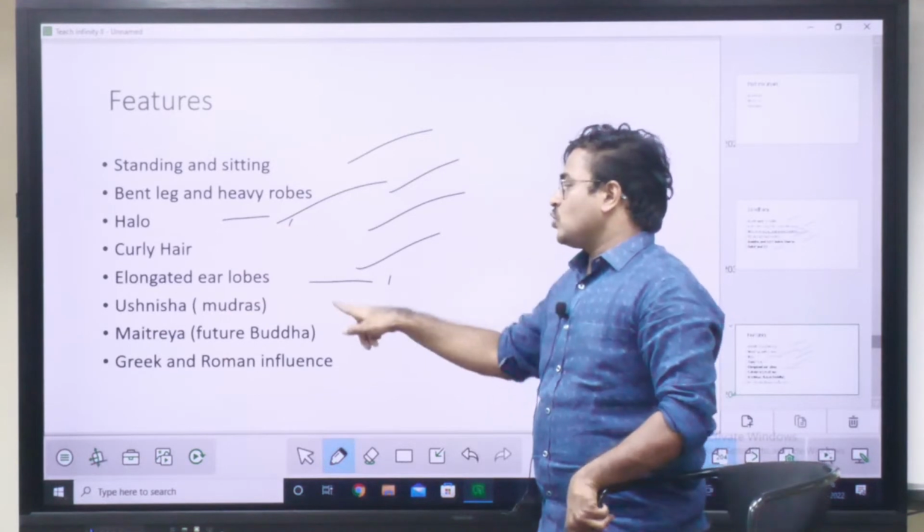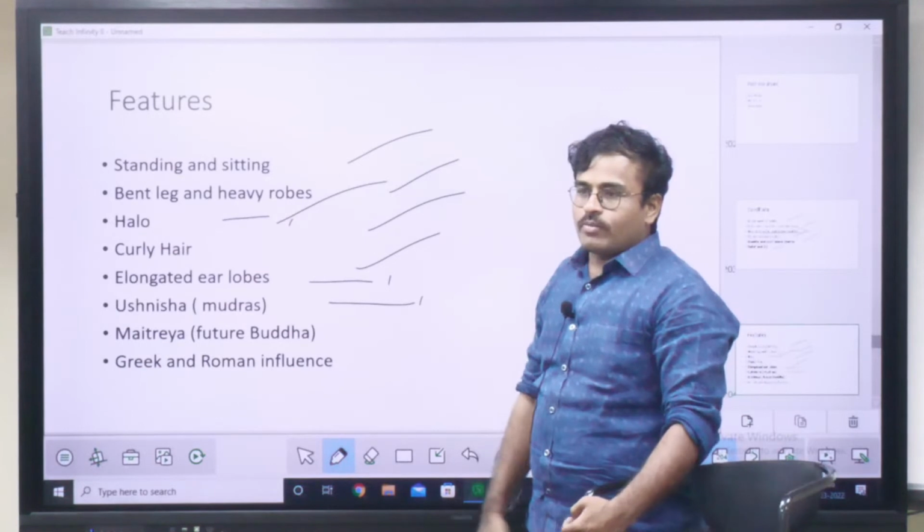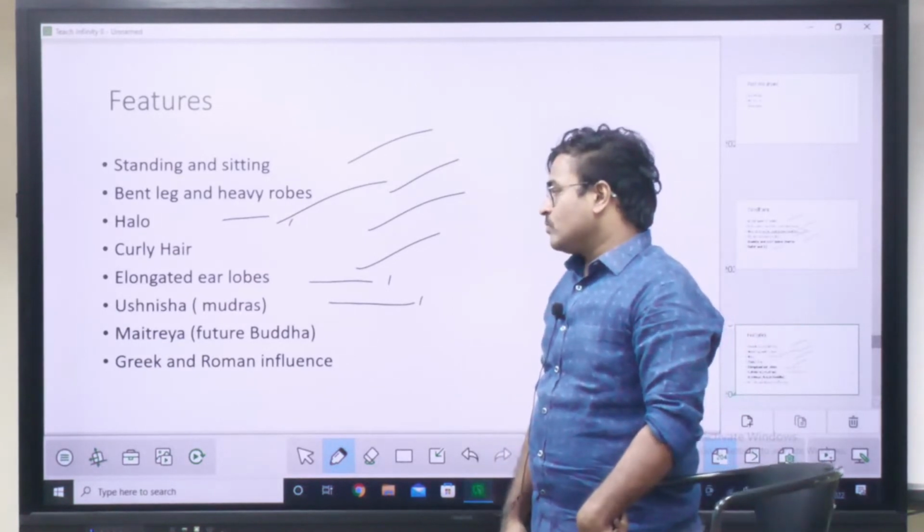Okay, and he was also shown with this Ushnisha. Ushnisha is the top knot. Okay, top knot is known as Ushnisha.